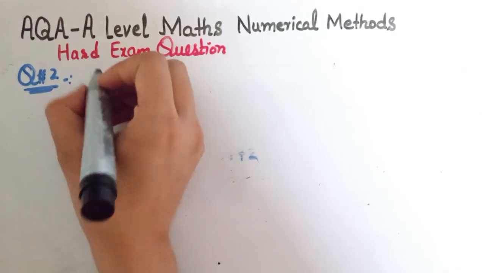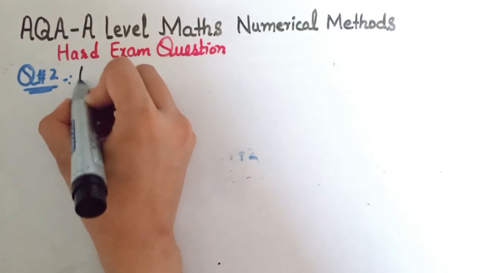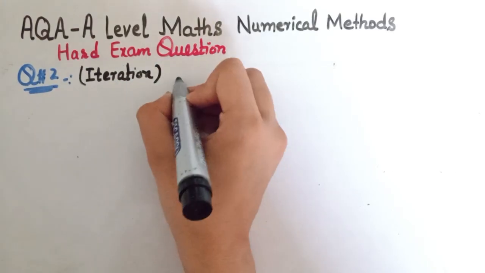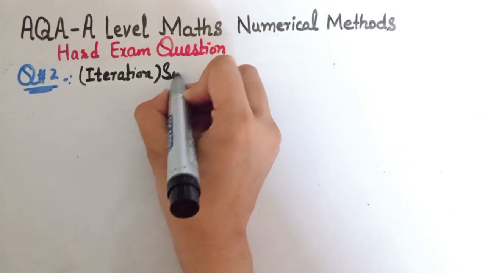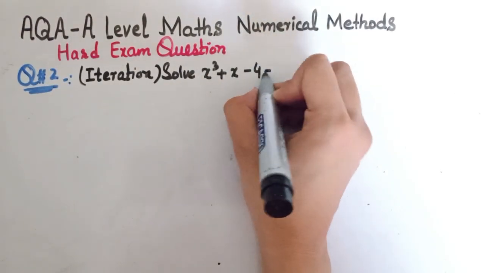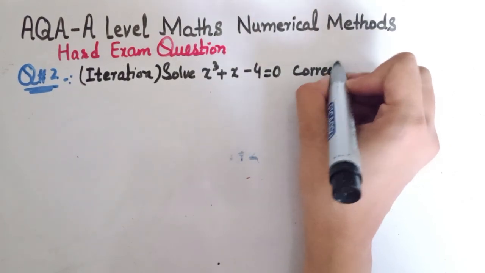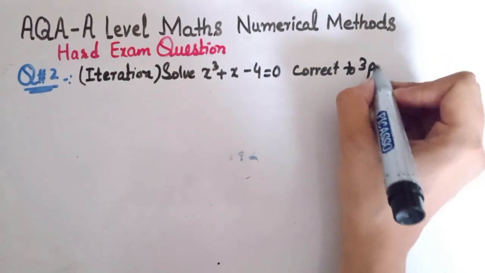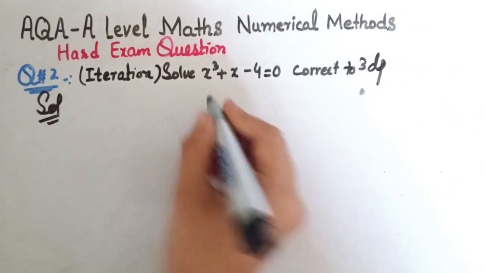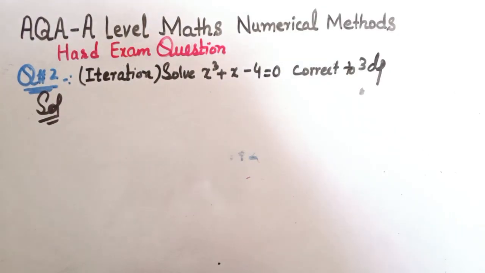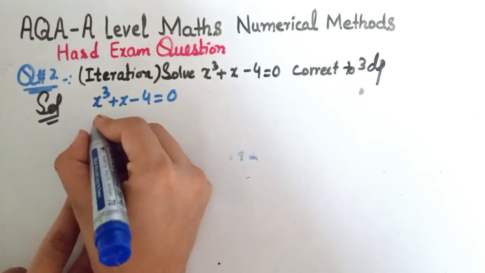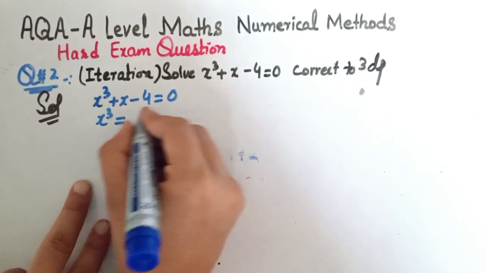Now question number 2 is related to the iteration method. The function is given: solve x cubed plus x minus 4 equals 0 correct to 3 decimal places. So how will we solve this? First of all we will write the function here, that is x cubed plus x minus 4 equals 0, which implies that x cubed equals 4 minus x.